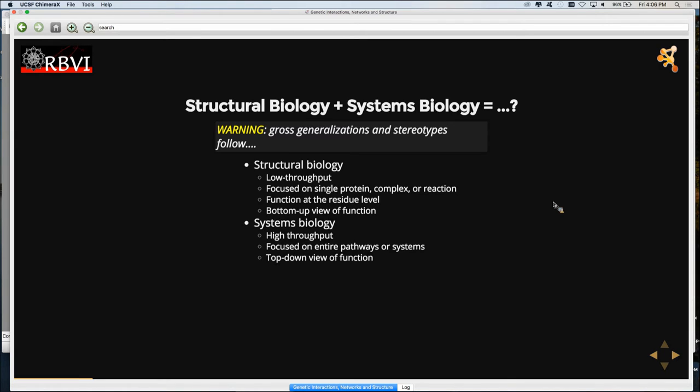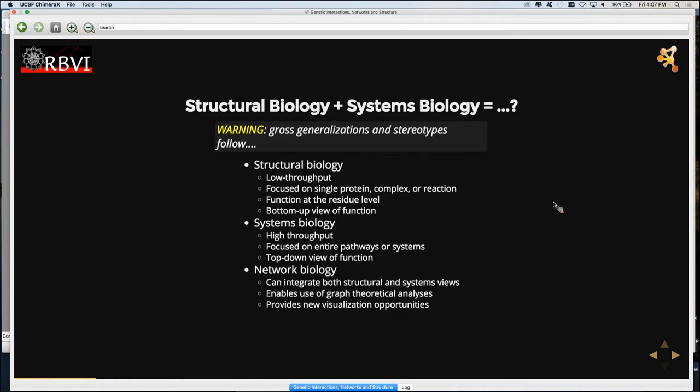Contrast that with systems biology, which is very high throughput. The excitement that we all saw when we saw those publications of those very first interactomes, now that we call hairballs. They're completely meaningless. Nobody could publish one, but we were really excited when those first came out. It's focused on the systems level, entire pathways, entire interactions within the cell, and more recently, cell-cell interactions. And it's got a sort of top-down view of function. We're looking at the broad brush.